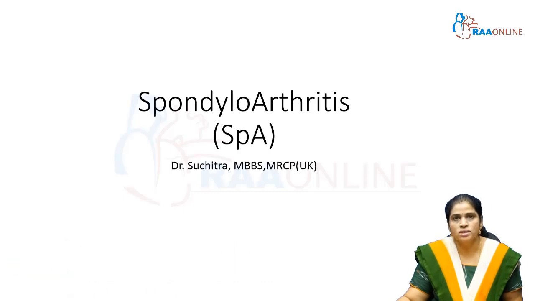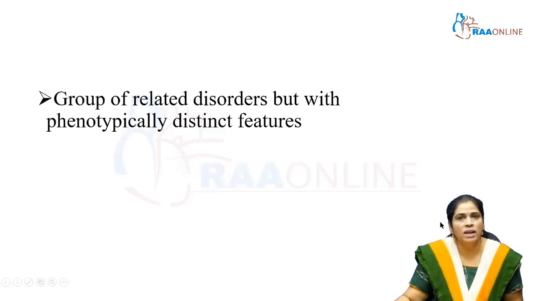This used to be called seronegative spondyloarthropathy, but arthropathy doesn't show that there is a lot of inflammation happening. So they've changed it to spondyloarthritis. And the seronegative used to mean that rheumatoid factor was negative in these patients, but there are a small group of patients with spondyloarthritis who may have rheumatoid factor positive, and even in the general population, rheumatoid factor can be positive. So they've taken that out of the name. So it is spondyloarthritis now. This is a group of related disorders, but with phenotypically distinct features.